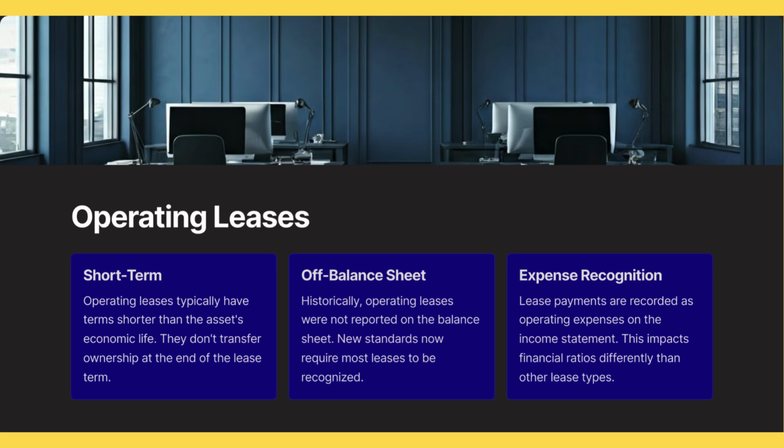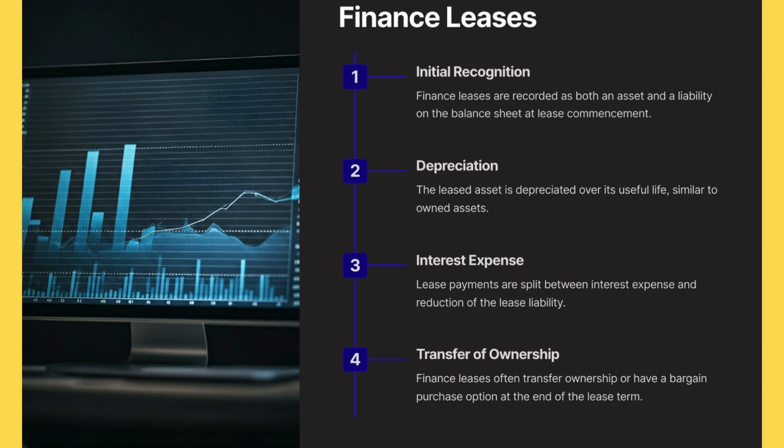Expense recognition. Lease payments are recorded as operating expenses on the income statement. This impacts financial ratios differently than other lease types. Finance leases. Initial recognition. Finance leases are recorded as both an asset and a liability on the balance sheet at lease commencement.